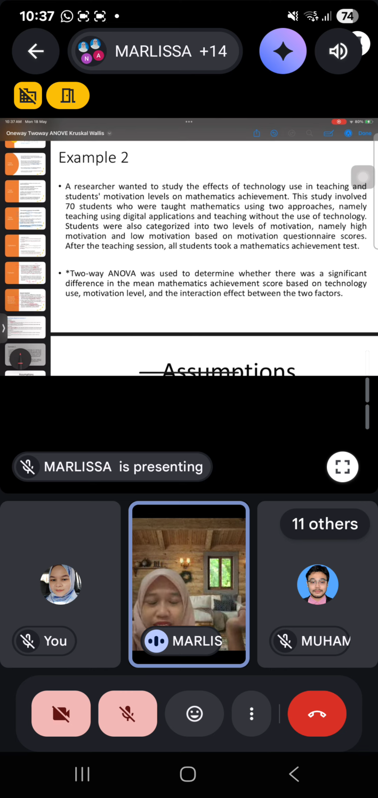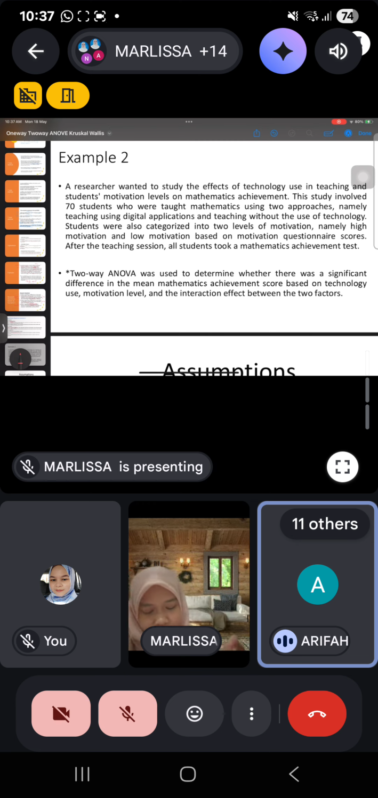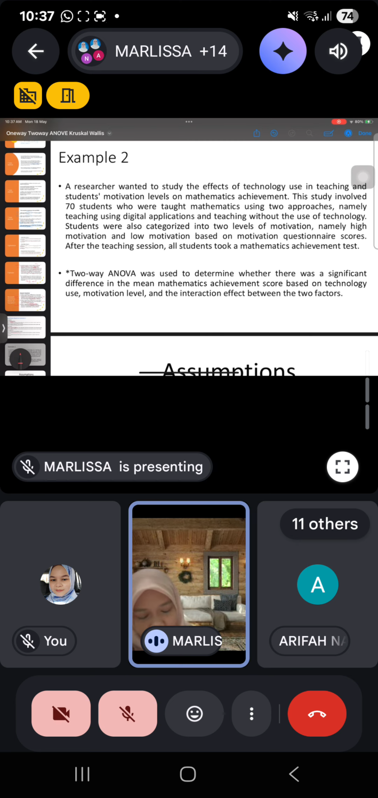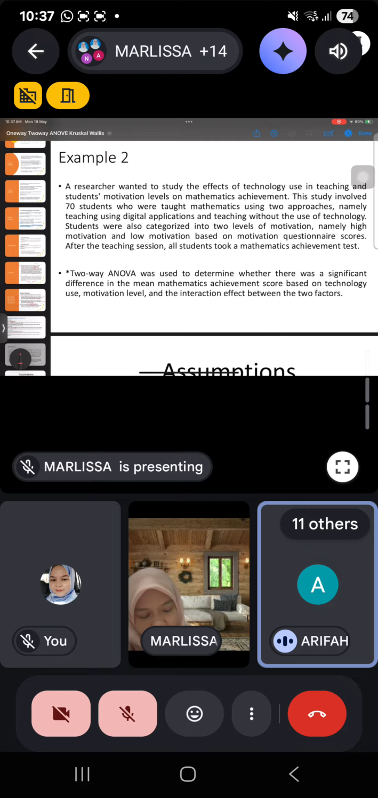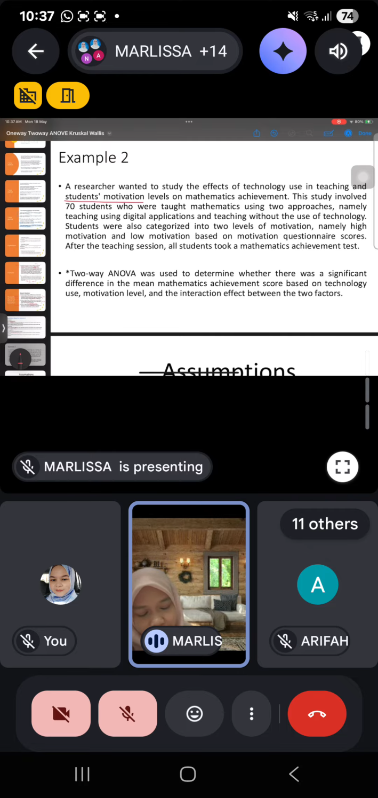So the independent variable here, can someone else tell me what it is? The first one and the second one? Effects of technology used in teaching. Okay. And the other one is students' motivation levels. All right. Okay. Effects of technology used in teaching.